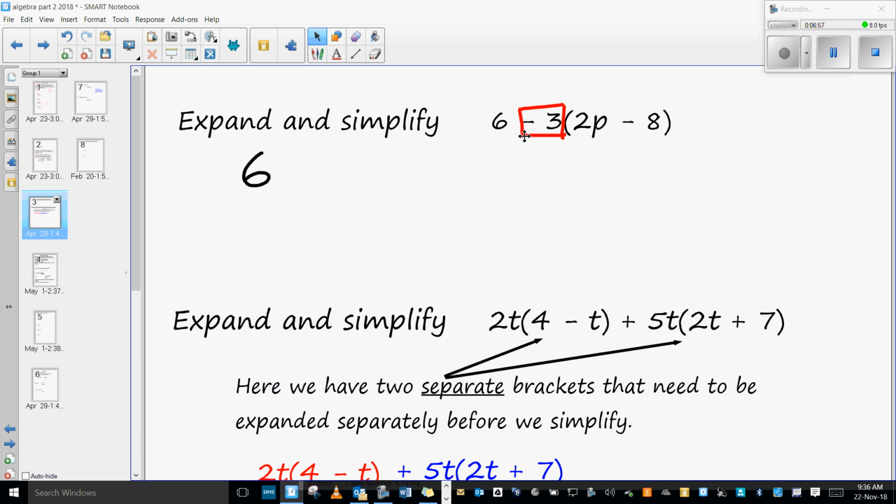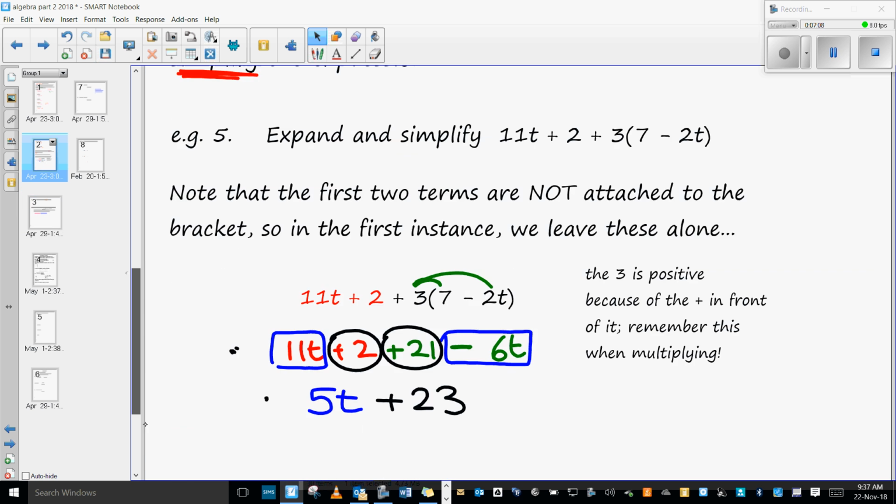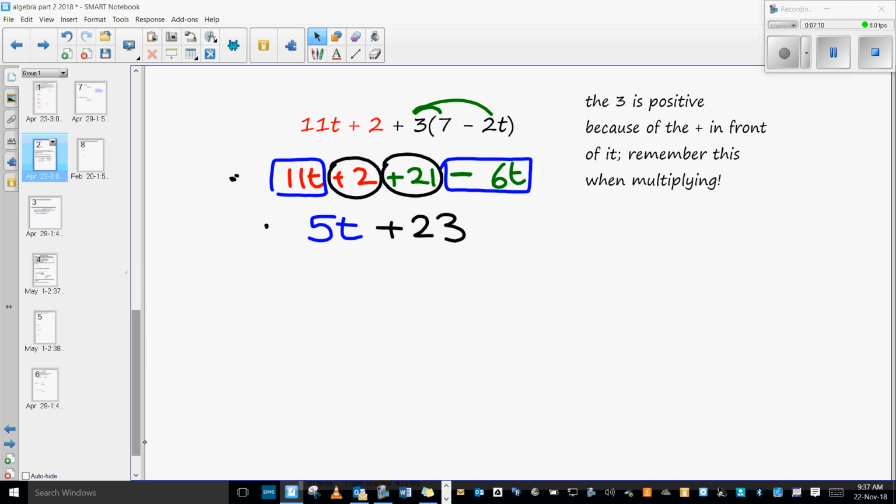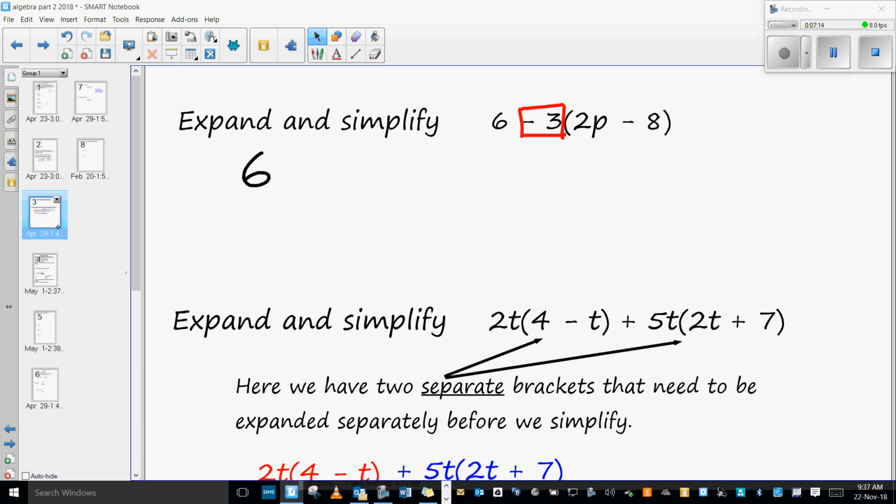Alright, so we deal with our brackets first. Do you deal with the 6 take away 3 last? Well, we're going to keep our 6 on its own in a similar way that we just left our 11t and 2 on their own. We're going to leave our 6 all on its own for now. Okay, so we've kept him there. We're now going to expand the bracket. So you've got to be careful here because we're expanding with a negative value. Okay, so there's lots of things to think about here.